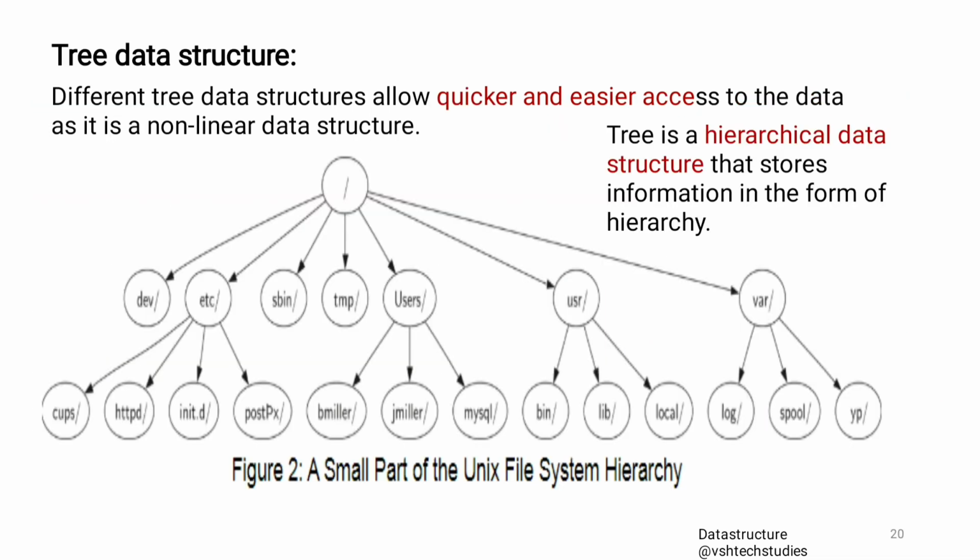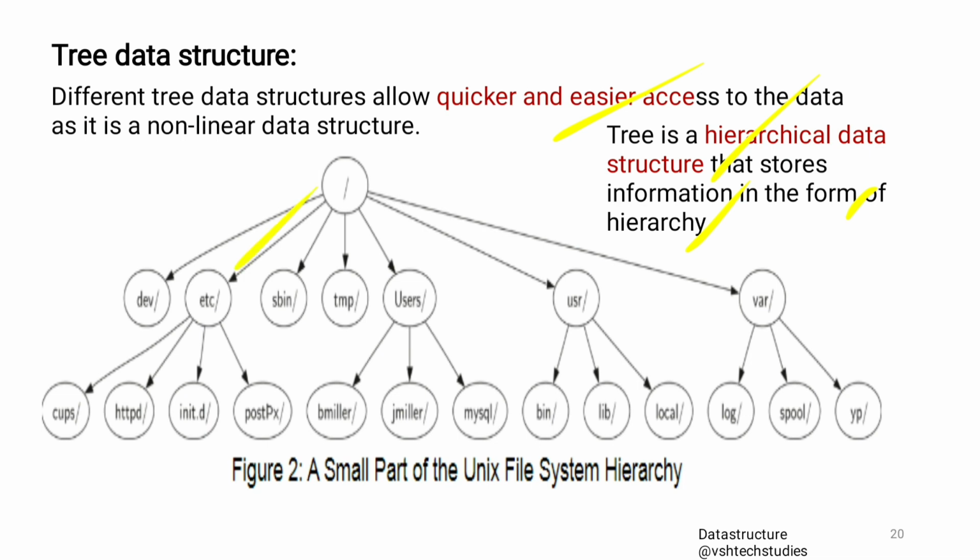So next, tree data structure. So this is nonlinear data structure. This allows quicker and easier access to the data. Okay. It is hierarchical data structure. Means it stores the information or data in the form of hierarchy.